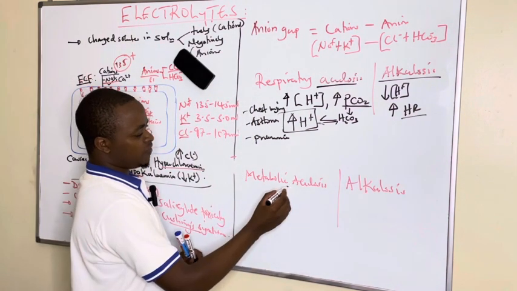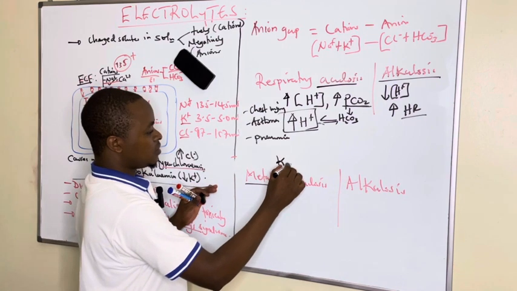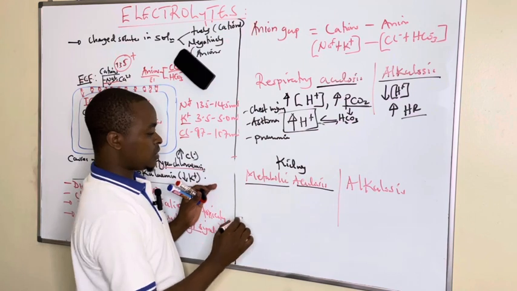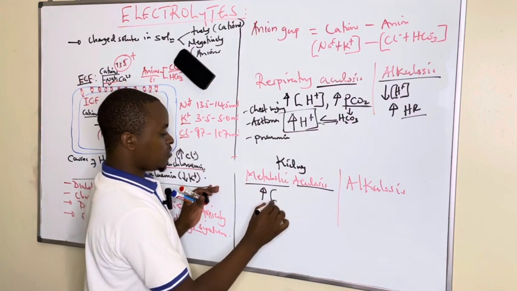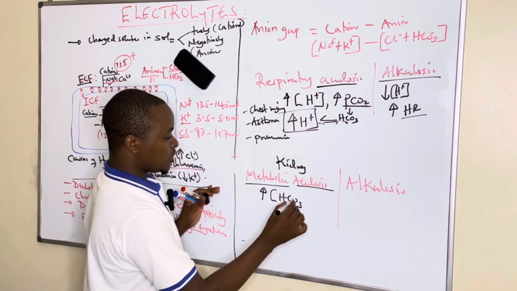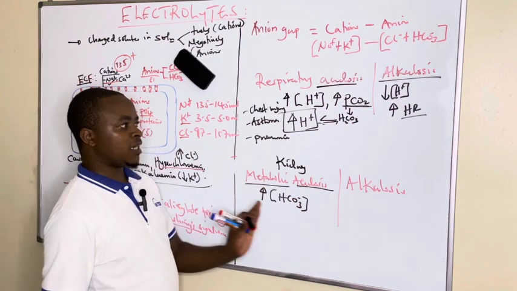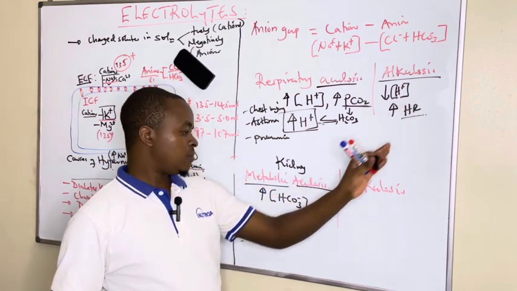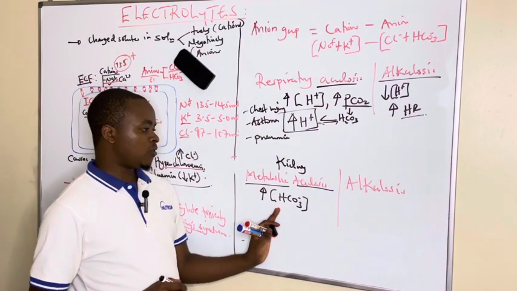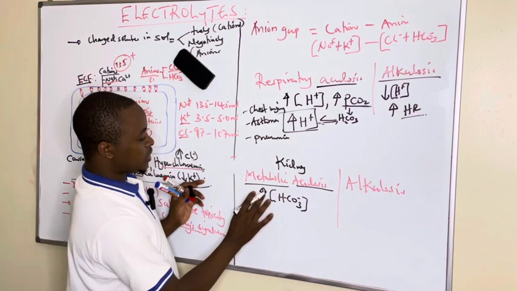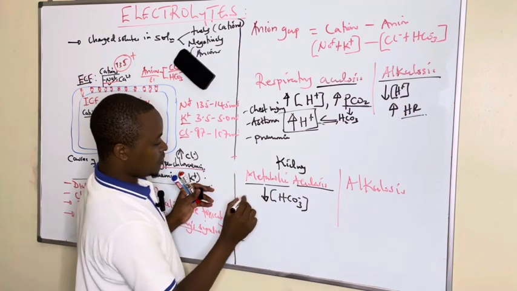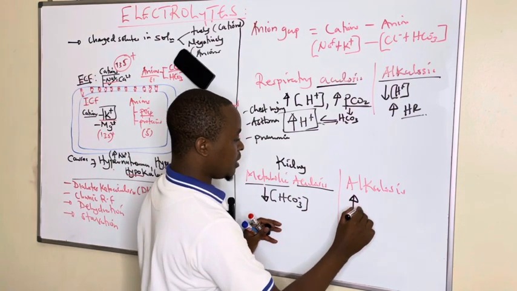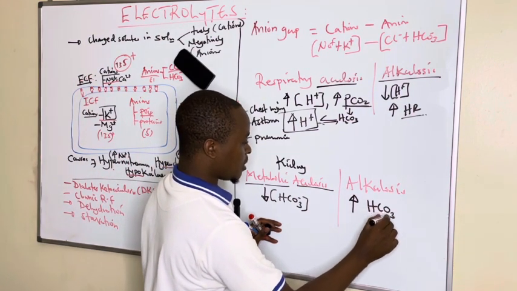Whereas metabolic is different, for it is by the kidney. This one is by the kidney, whereby metabolic acidosis is due to accumulation of acids. So this one we talk in terms of bicarbonate. Here it is in terms of hydrogen ions or partial pressures of carbon dioxide. But this one is in terms of bicarbonate, whereby acidosis is decreased levels of bicarbonate, whereas alkalosis is increased levels of bicarbonate in the blood.